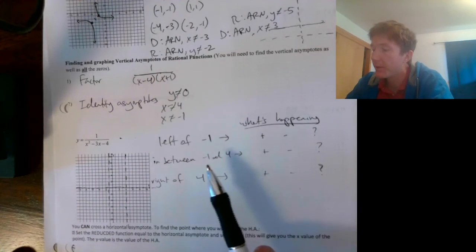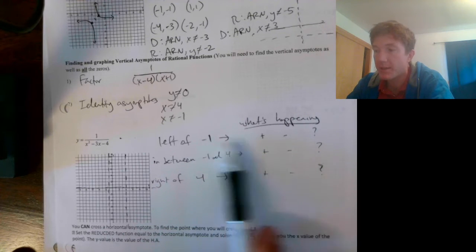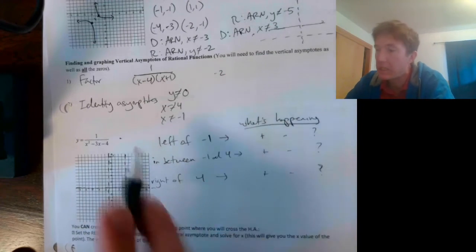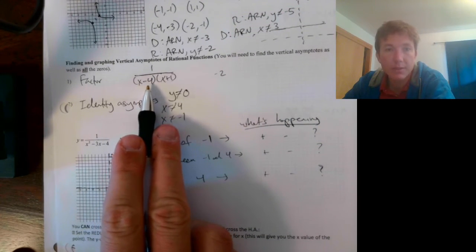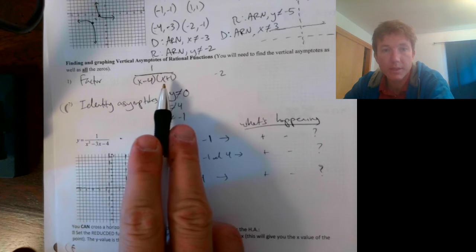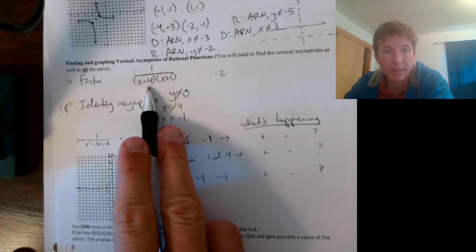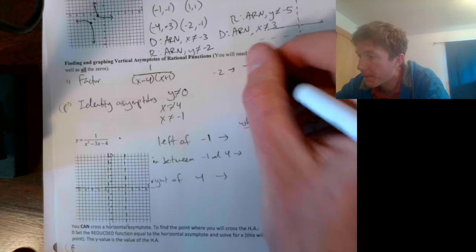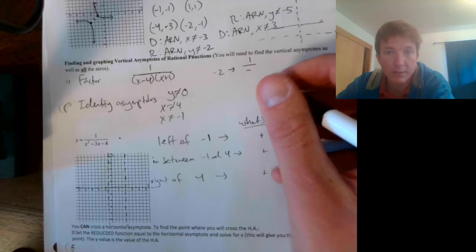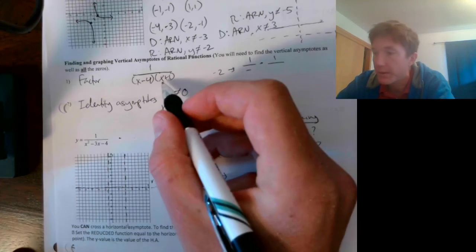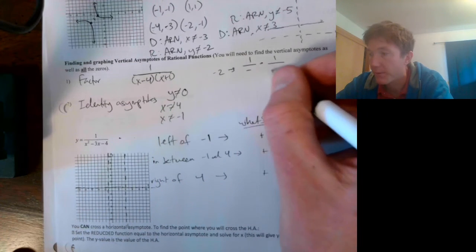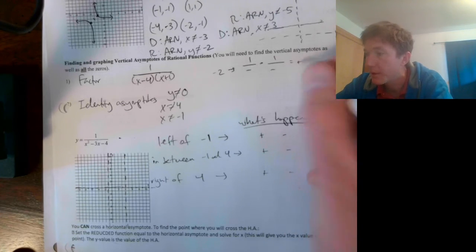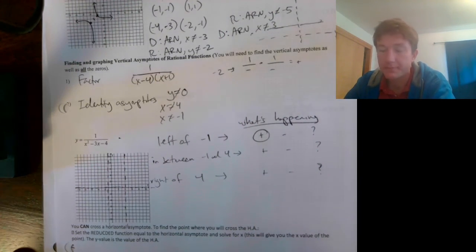So if I'm left of negative 1, is it positive or minus? I'm just going to use the value of negative 2. Putting negative 2 into this function, negative 2 minus 4 is negative 6, times negative 2 plus 1. So that's a negative number times some negative number. I don't even care what it is. I don't need to know. Times 1 over negative 2 plus 1, that's another negative number. Well, guess what? A negative times a negative is a positive number. So we're looking positive here.